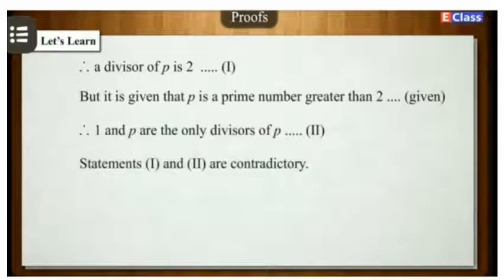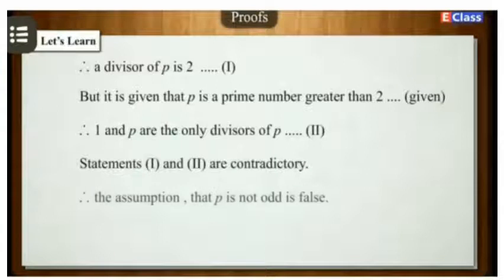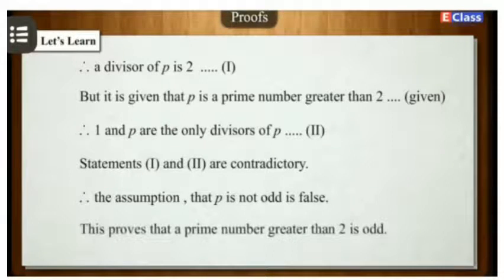Statements 1 and 2 are contradictory. Therefore, the assumption that P is not odd is false. This proves that a prime number greater than 2 is odd.